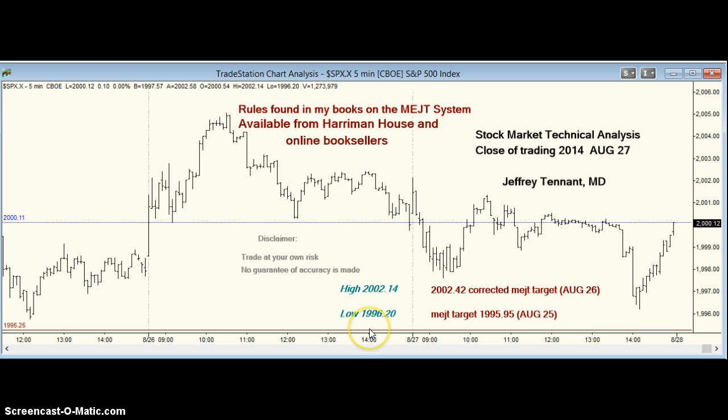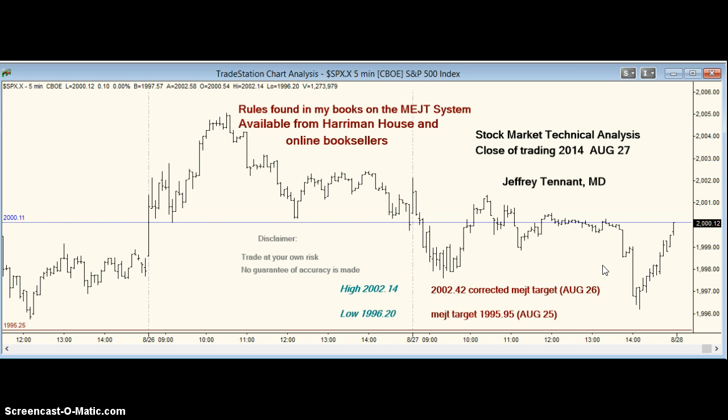1995.95. Today's low is 1996.20. That's off by 0.25 points. It's awfully close, but it's not close enough to satisfy the target. And so even though these prices roughly defined resistance and support levels for today, they're still open.